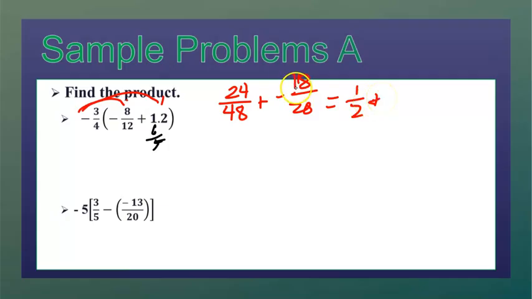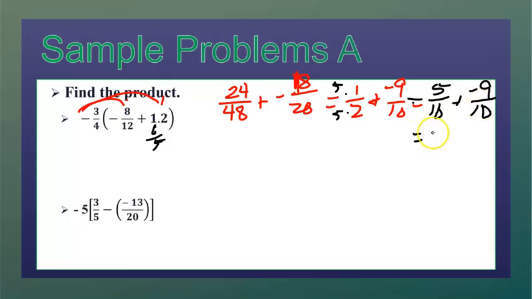plus a negative 18/20. I can divide that by 2 halves, and now it's going to give us a negative 9/10. And I can rewrite this because I can multiply this by 5/5. That's going to give me not 10/10, so we'll have 5/10 plus a negative 9/10, which is going to give us a negative 4/10, which reduced would give us a negative 2/5.